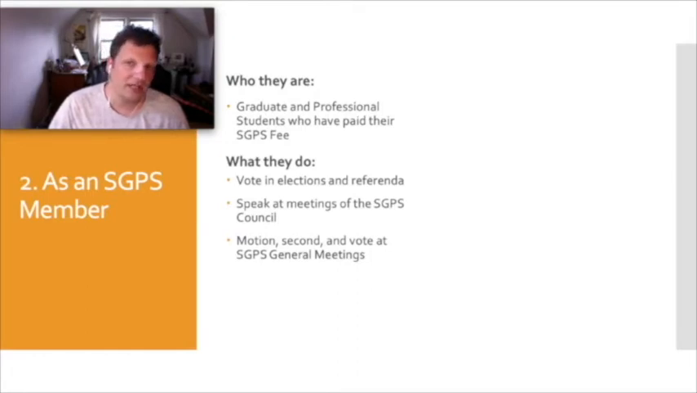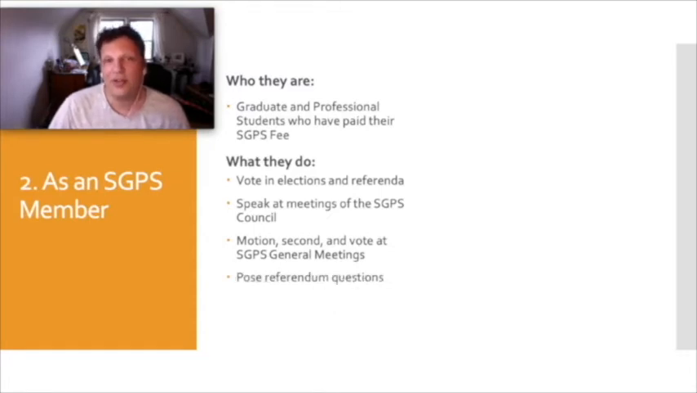So general meetings are different than council meetings. Council meetings happen about once a month. Only council members can vote at those, as well as the executive. Twice per year we have general meetings. Any member of the SGPS can bring motions, second, and vote at general meetings. And general meeting decisions supersede decisions made by the SGPS executive and the SGPS council. So the members are actually the supreme rulers of the SGPS.